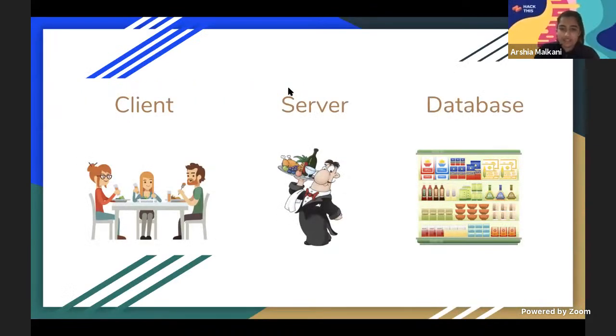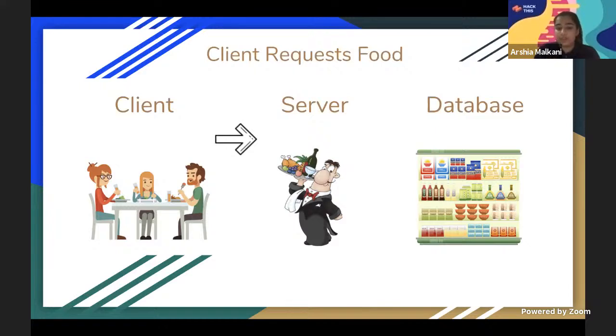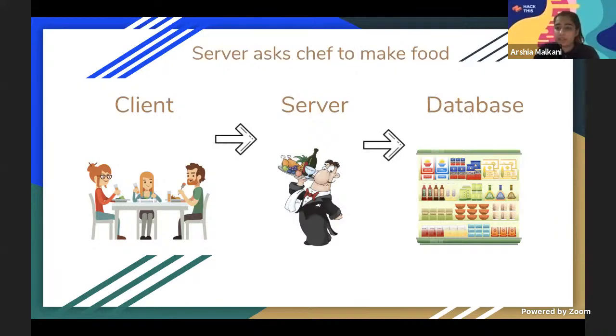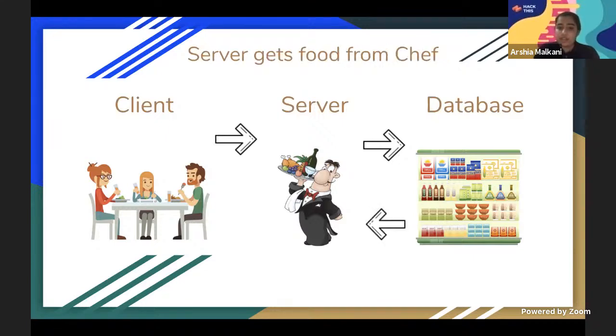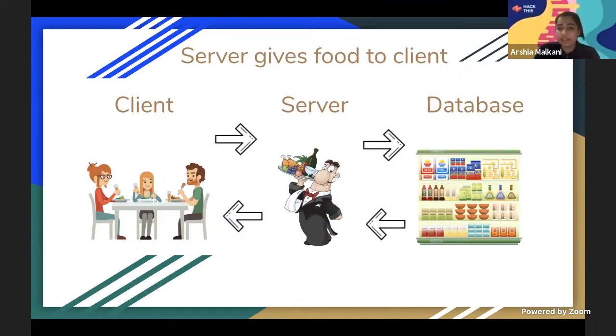So I like to think of the client server model as a client, a server, and a database, and I like to think of it in terms of a restaurant. A client is like the one getting food, sitting at the table. Your server is the one giving you food, and your database is your pantry full of fresh fruits and vegetables or things that you're going to put in your food. Your client is going to request food from your server and say, hey, I want a pasta. Your server is going to go ask your chef to make the food, which is similar to a server getting it from the database. Then the chef is going to make the food and give the server the food, and then your server gives the food back to the client.